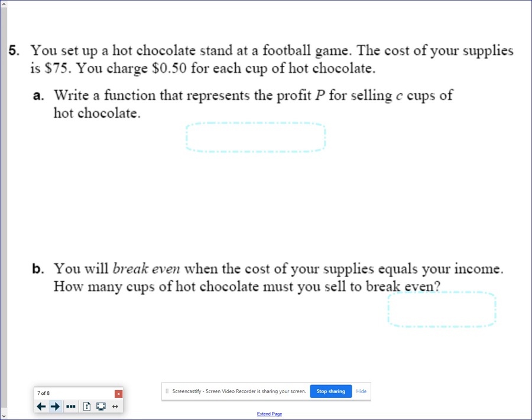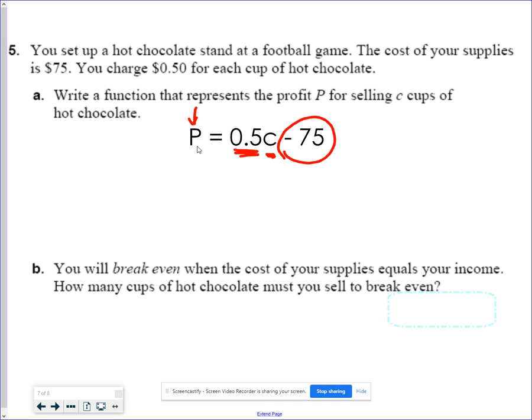So for this one, we're just going to uncover this equation. The profit, that's this P right here, the profit is going to be equal to 50 cents for every cup of hot chocolate. And then I want you to think about, why would I have minus 75 right there, right? It costs $75 for the supplies. You didn't make $75 just for buying those supplies. You had to spend $75. So right now, before you sell any cups of hot chocolate, you're in the hole. You are less than zero for how much money you've made. You have to spend $75 just to get the stuff so you can start your business.